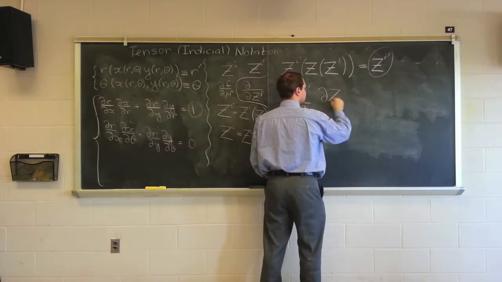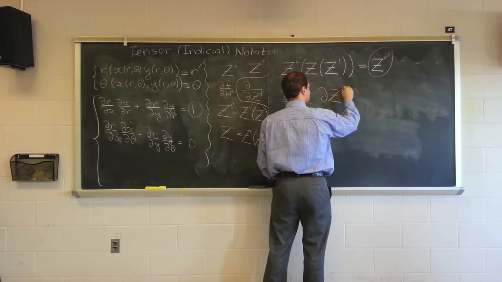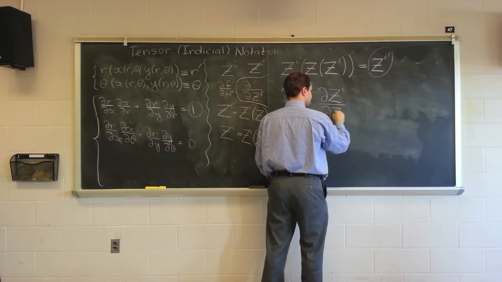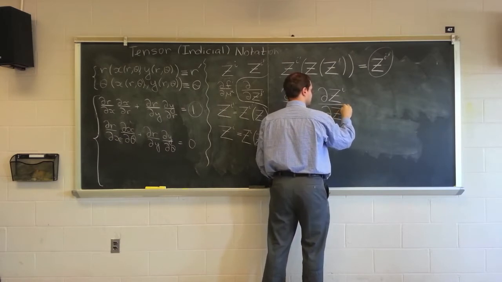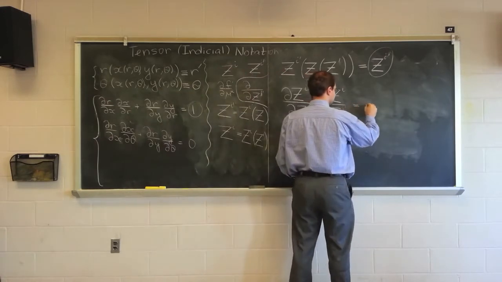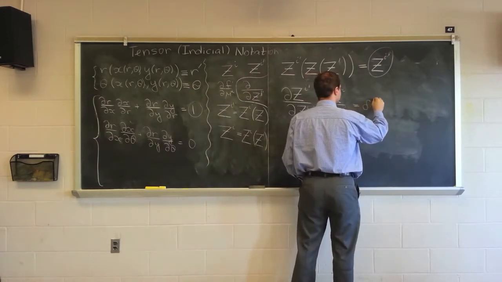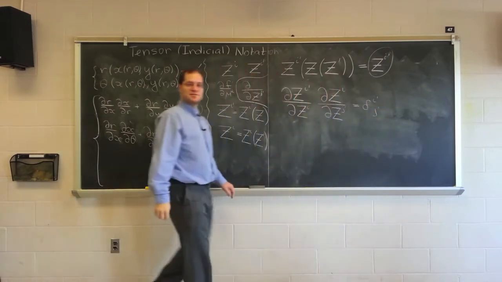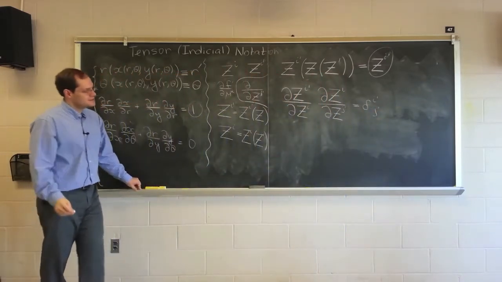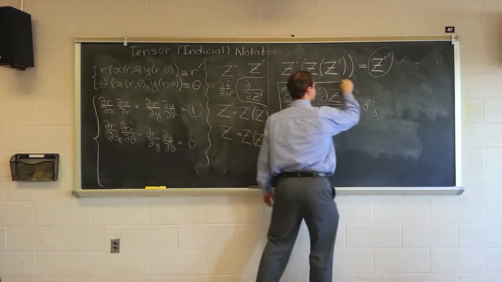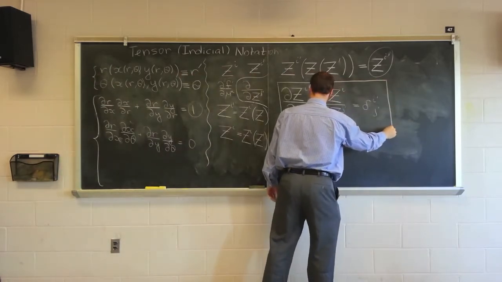D, Z, I, D, Z, J prime equals delta I prime, J prime. And we're going to talk about this for a while, because this is kind of incredible.